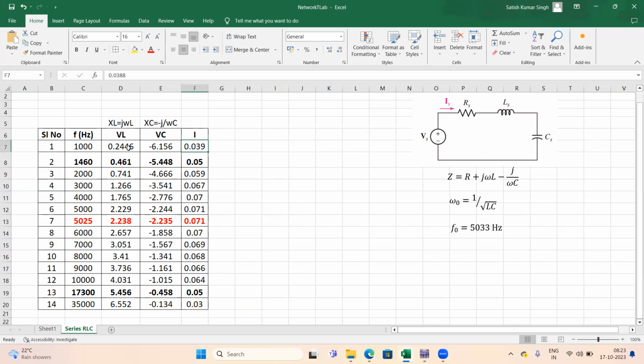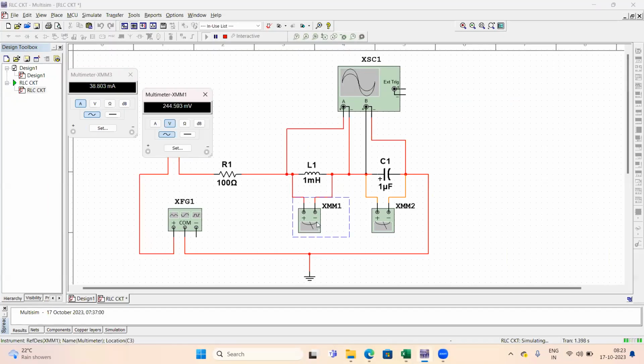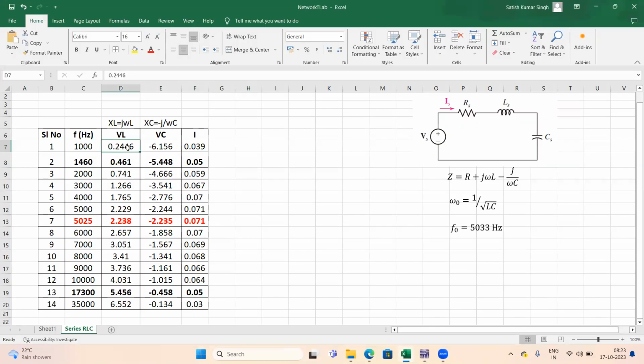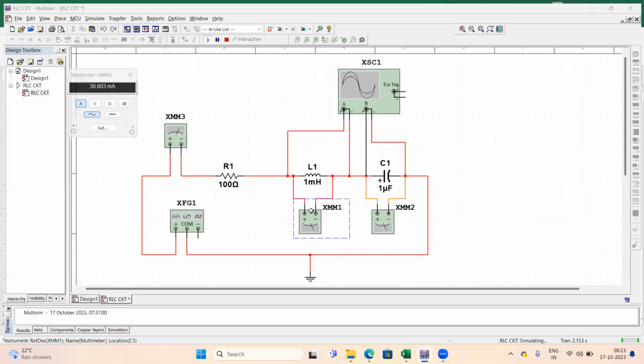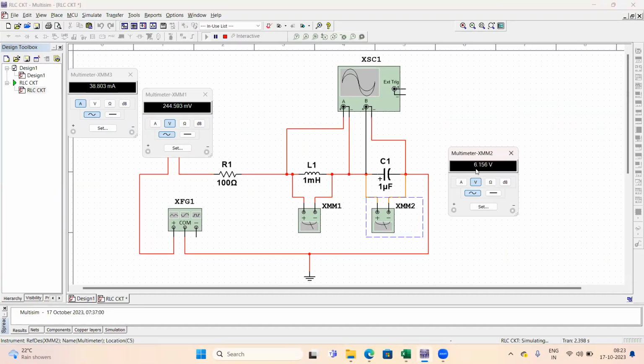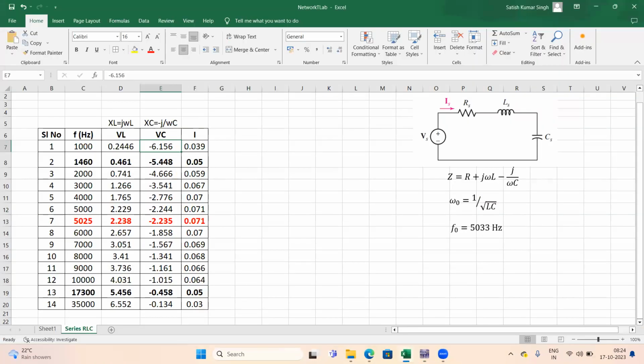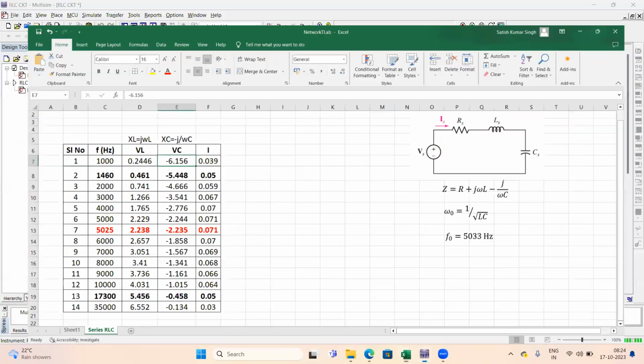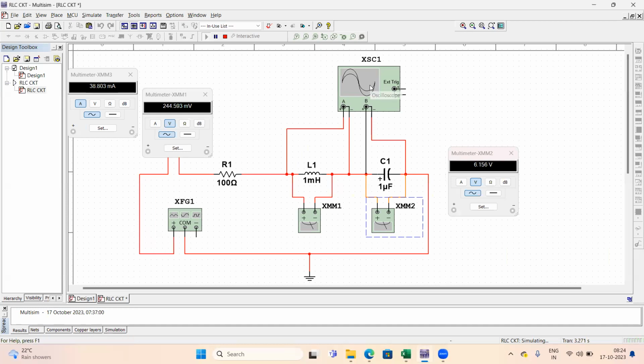Similarly, you can measure VL and VC. If you see this VL, it is coming out as 0.244, which I have noted down here. And similarly, you can measure VC. If you see this VC value, then it is 6.156. We just have to put one negative sign, because there is a 180 degree phase shift between the two voltages. That 180 degree phase shift you can also observe from this oscilloscope.